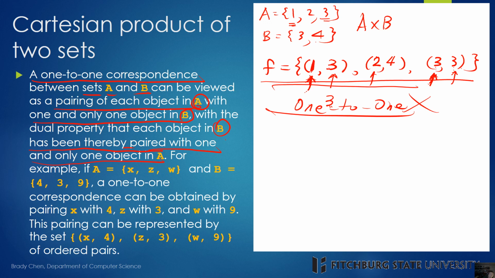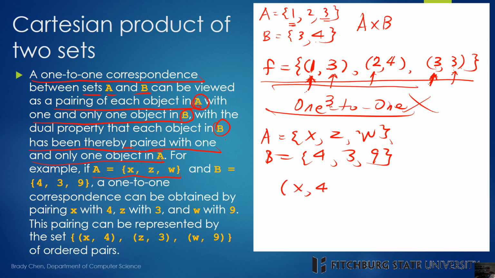Now let's take a look at another example. So suppose A is a set of 3 elements, x, z, and w. And B is a set of 4, 3, and 9, also 3 elements. Okay, now if we define a relationship where x maps to 4, z maps to 3, and w maps to 9.